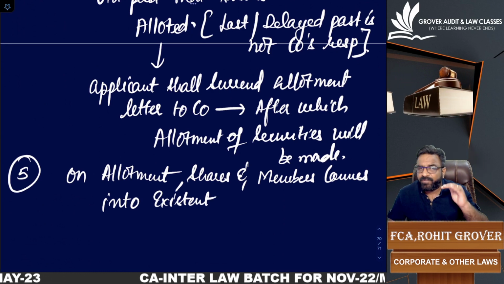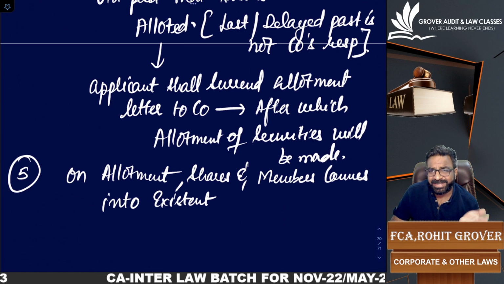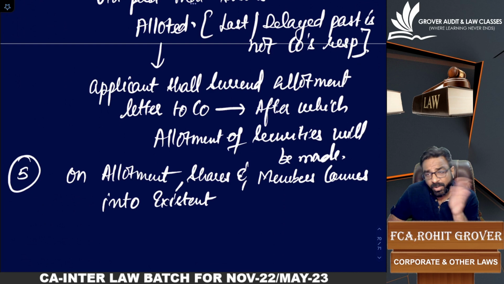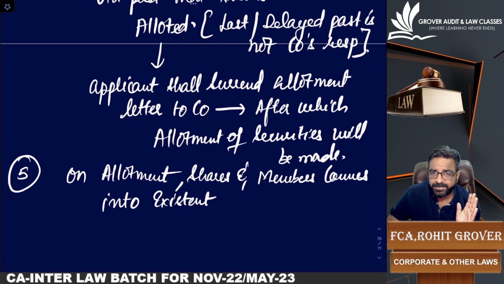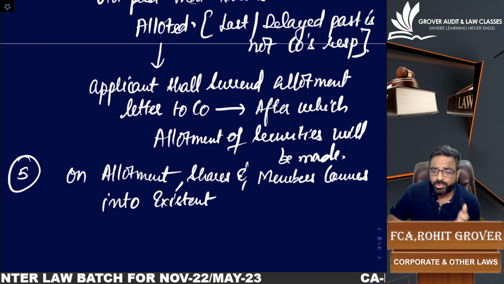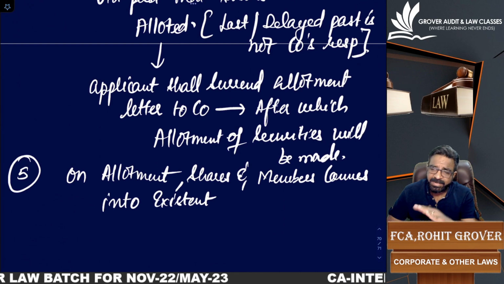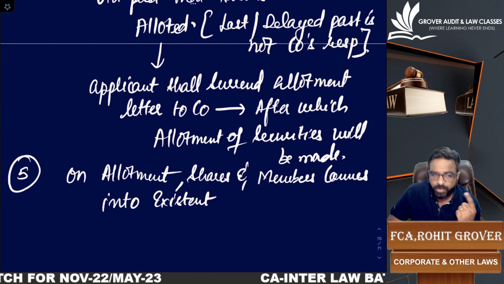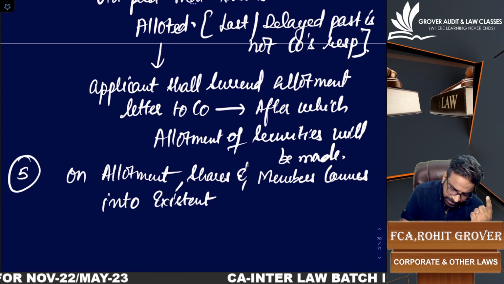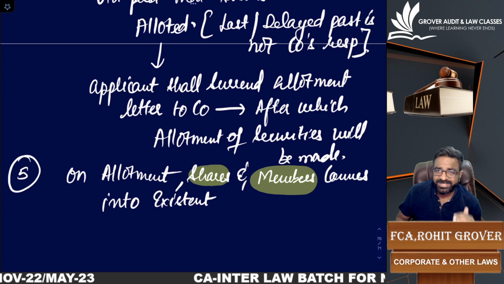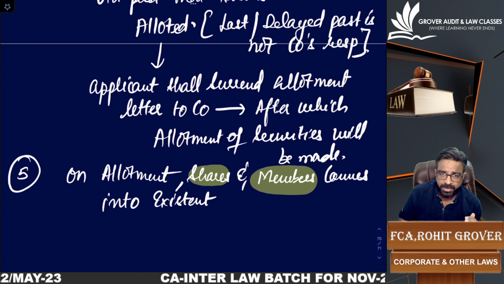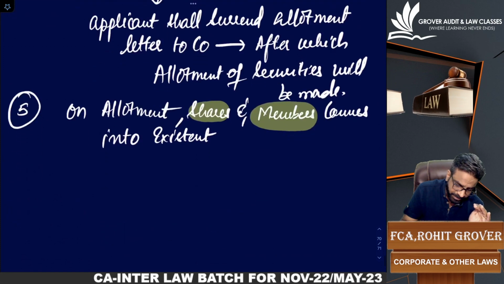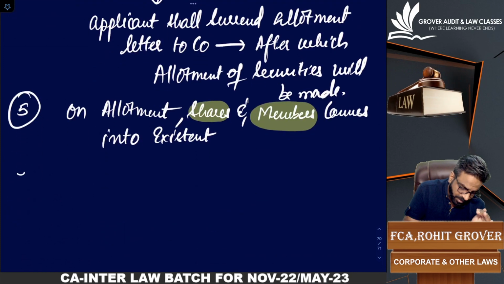Now tell me, when you apply for the shares, is it a guarantee that shares will be allotted to you? No, sir. So on allotment only does the share come into existence? Yes, sir. So are you a member right at the time of application, or do you become a member on allotment? Allotment. So both the shares and members come into existence only on what? Allotment. Did you all understand the concept?